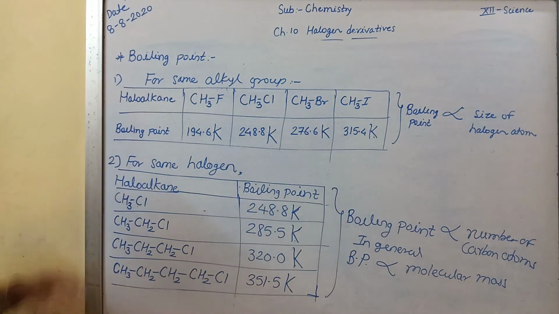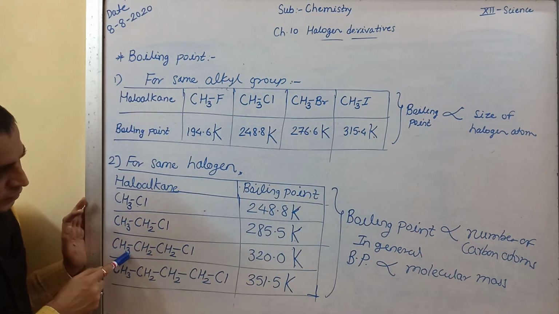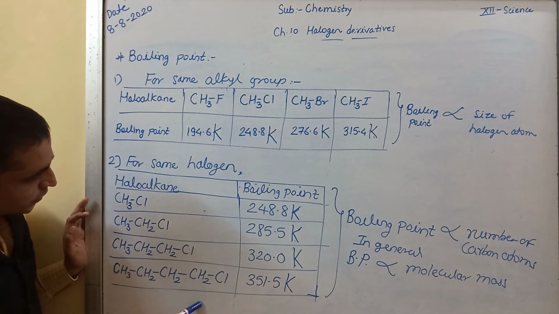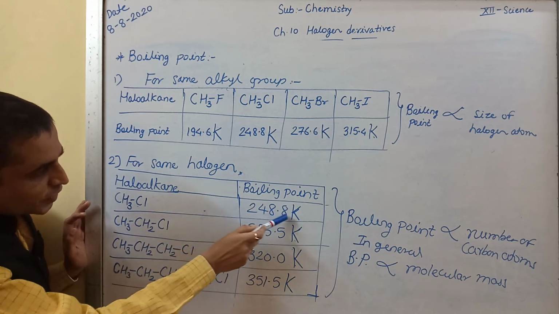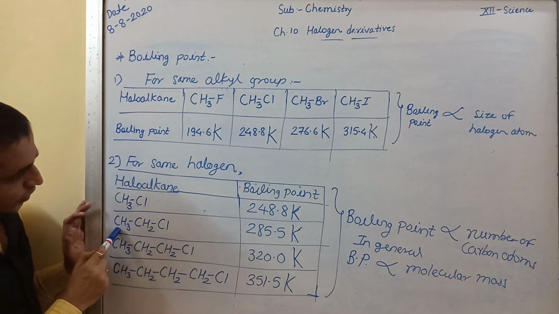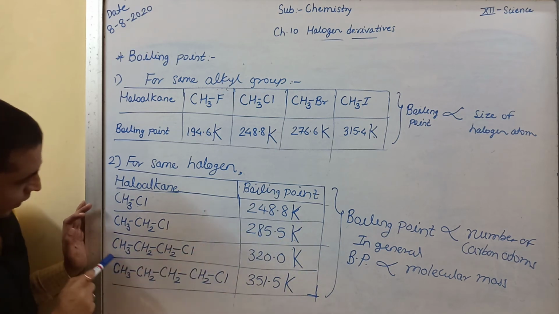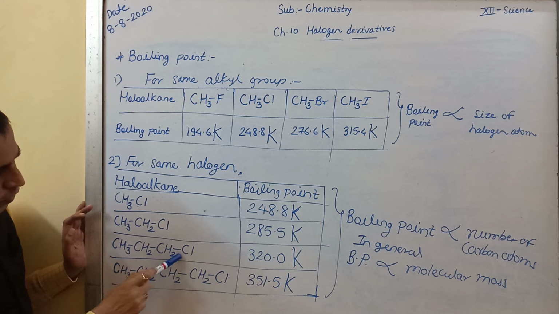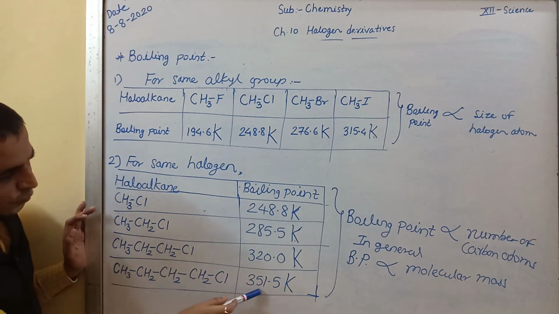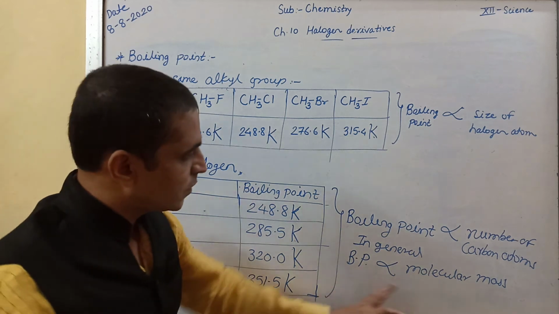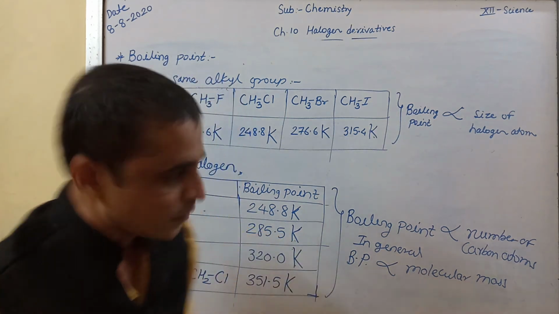As you know, as the number of carbon atoms increases, molecular mass also goes on increasing, and therefore see here for methyl chloride the boiling point is 248.8 Kelvin, for ethyl chloride it is 285.5 Kelvin, for n-propyl chloride it is 320 Kelvin, and for n-butyl chloride it is 351.5 Kelvin. Remember this, but there are some exceptions that we will do.